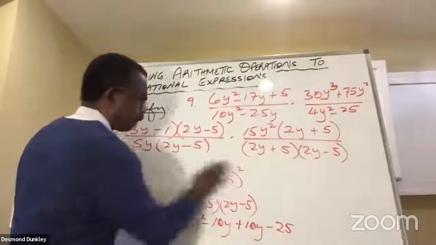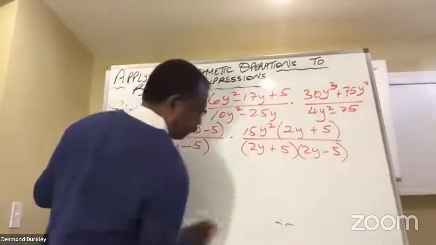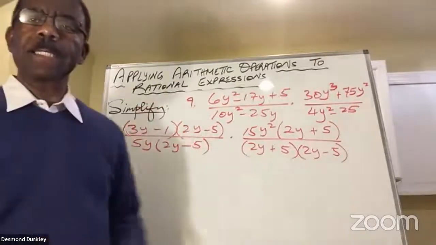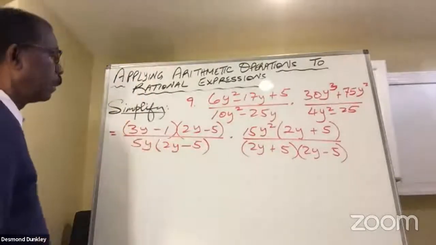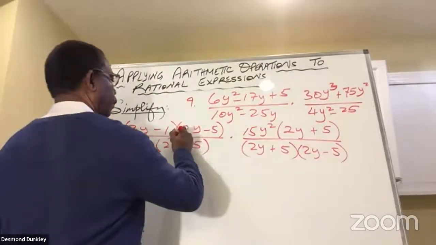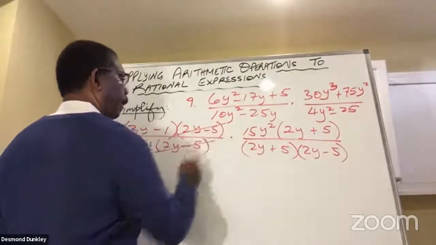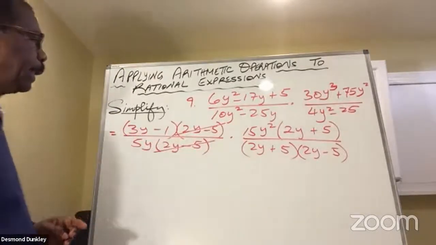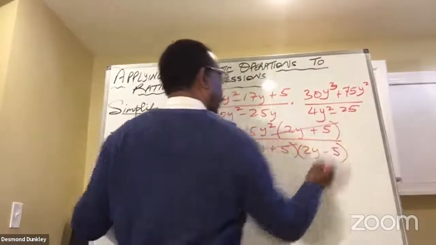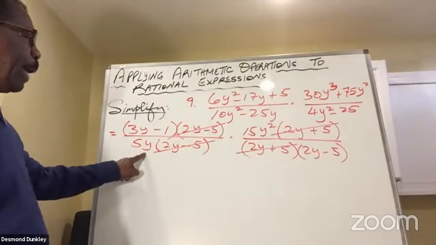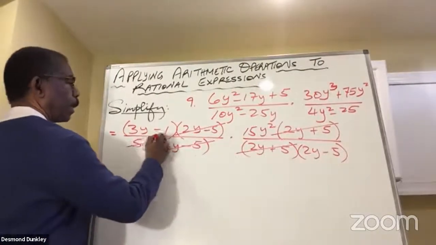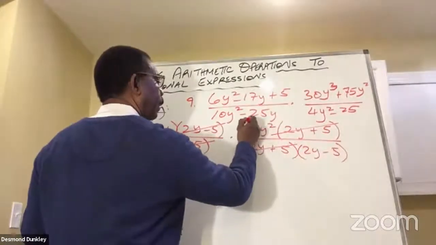Let's erase. Okay, so we have factorized this. Now we're going to see what can be canceled. So I see 2y minus 5, 2y minus 5. I see 2y plus 5, 2y plus 5. I see 5y, and I see 15y squared. So this cancels this. We end up with 3y.